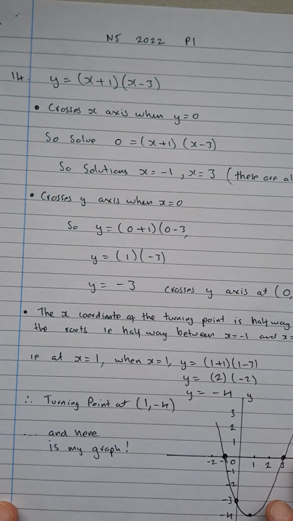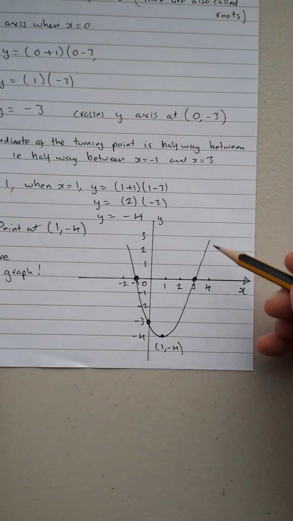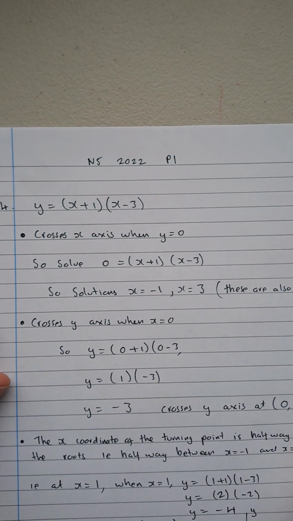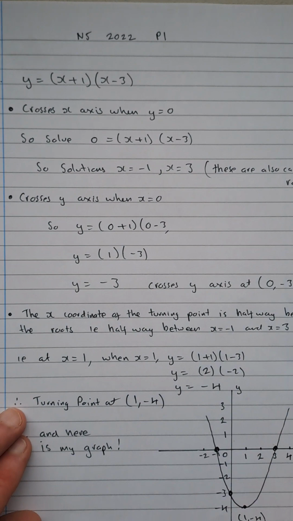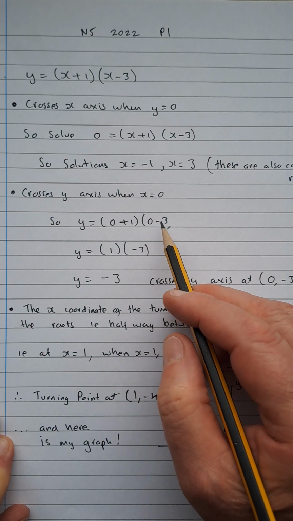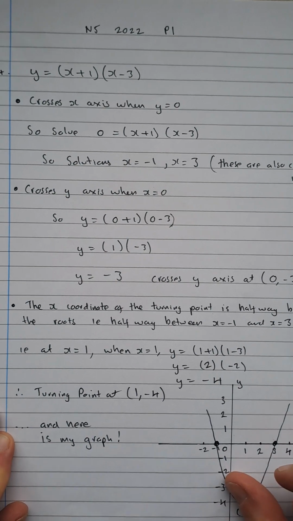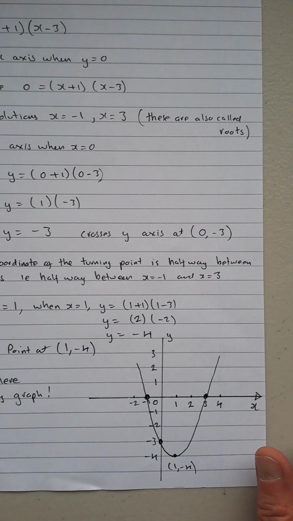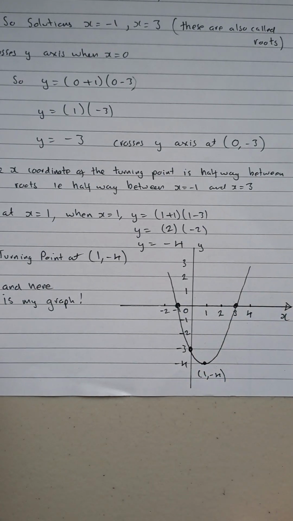So where does it cross the y-axis? Well, it crosses the y-axis when x is equal to 0. So we can go back to the formula, y equals (x plus 1)(x take 3), and substitute x equals 0. Putting 0 for x, we have 0 plus 1, which is 1, and 0 take 3, which is minus 3. So we have 1 times minus 3, and that gives you minus 3. So when x is 0, y is minus 3. We can now put a wee dot where minus 3 would be on my graph here.